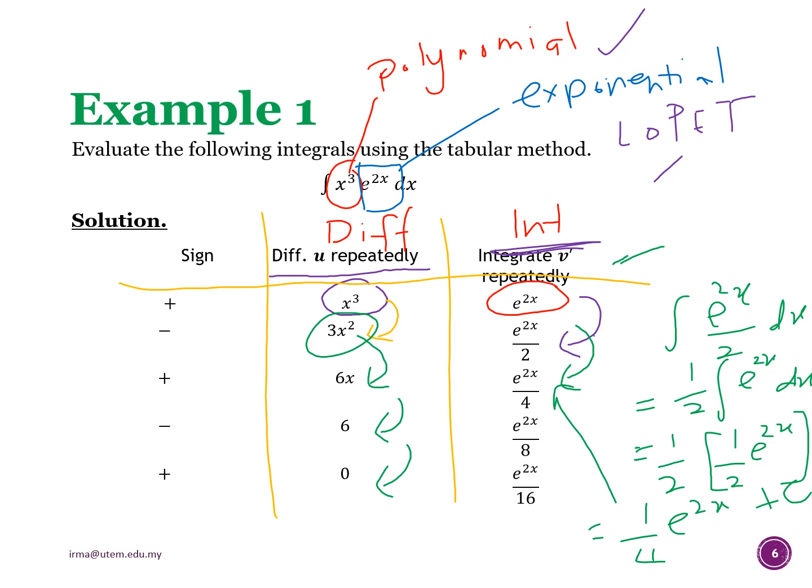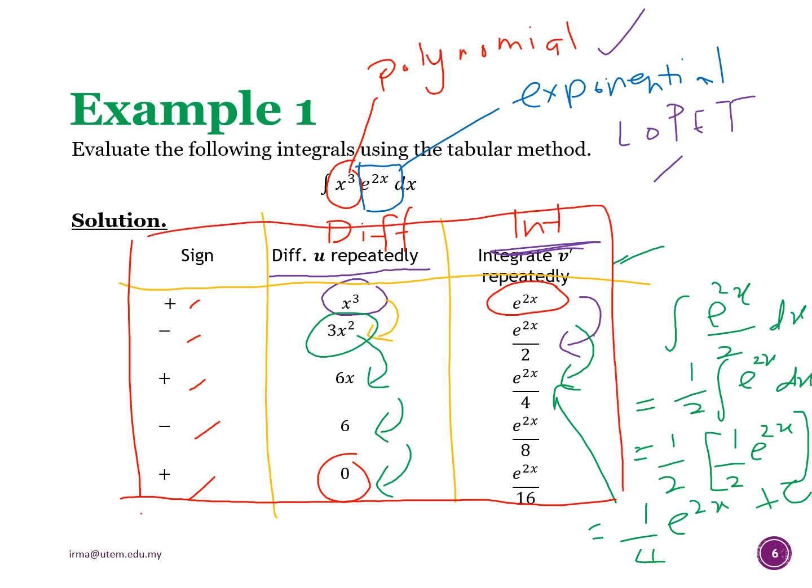Integrate e to the x over 4, you will get e to the x over 8. And then integrate again, you will get e to the x over 16. So when you have done up to 0 here, you stop there. So you put the signs: positive, negative, positive, negative, positive, up to the last row. Alright, so this is the table.